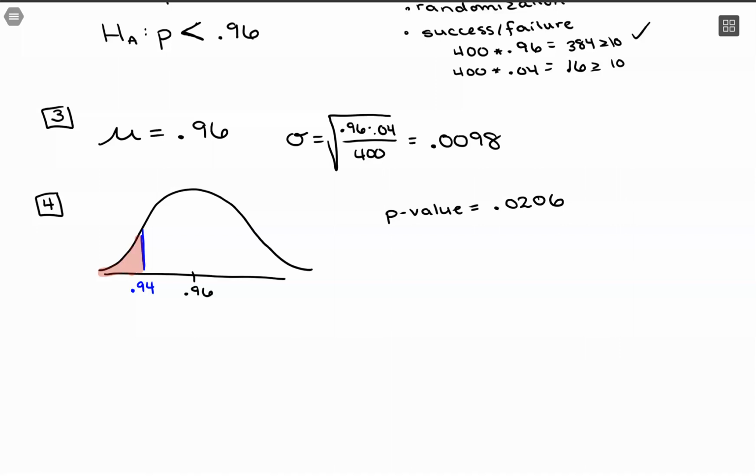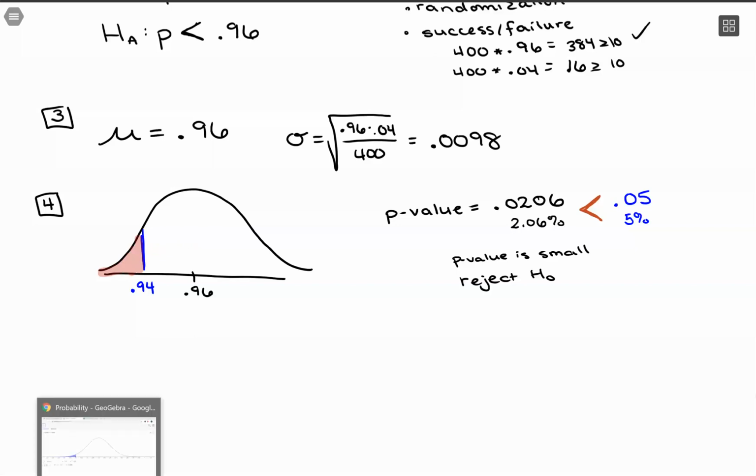So we got our p-value, then we just need to see, is that small or not small? So we're going to compare it to 0.05. Again, if it helps, think of that as 5%, and our p-value is 2.06%. And what we can see in this case is our p-value is small. So we are going to reject the null hypothesis, because essentially what happened is this 94% had a very low probability of occurring if that 96% was true.